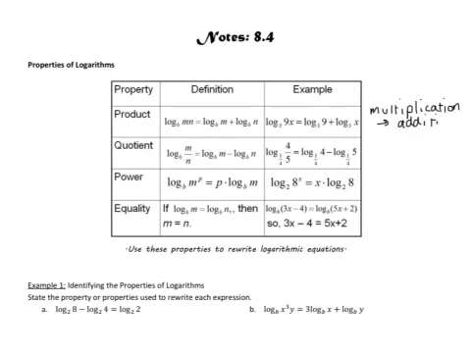The next one is called the quotient property, and you see that there's a quotient here that we're taking the log base b of. We can go from the quotient to subtraction. So that one is division to subtraction.